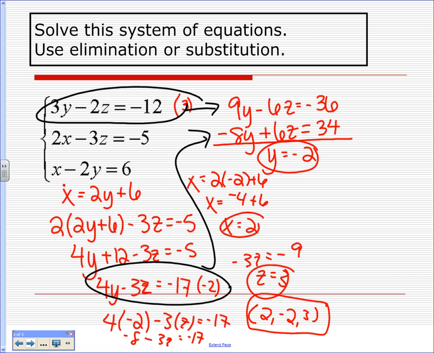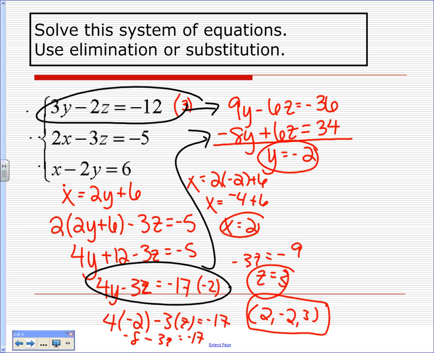Any other questions on these? Do these require a good bit of writing? Yes, they do. Are they easy to make a careless mistake? Oh, they are, extremely. So, how can you check and make sure that your answer works? Will it work in all three? If it doesn't work in one of them, what does that mean? You're wrong. Before you erase your entire paper, just go back and look at your work.